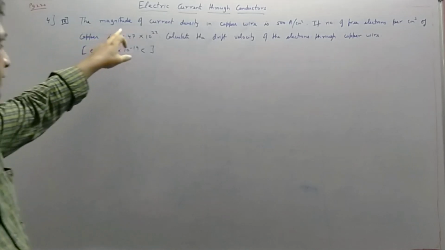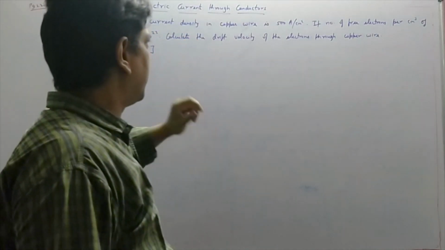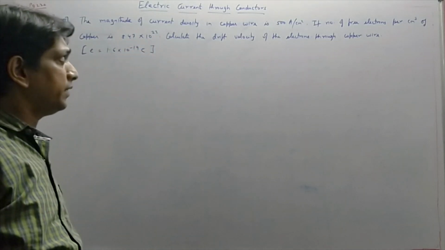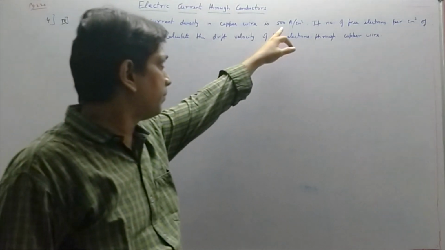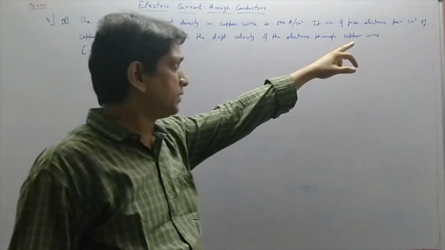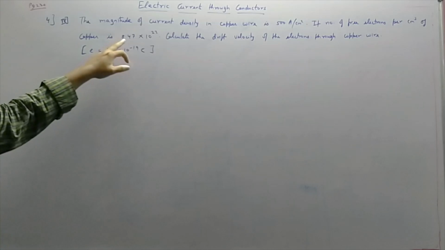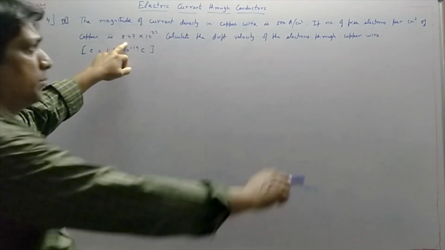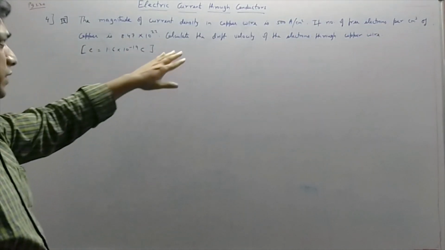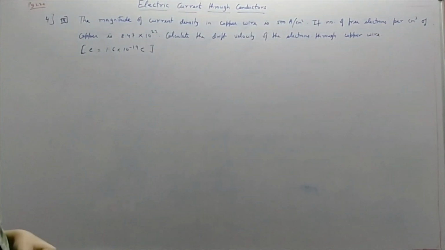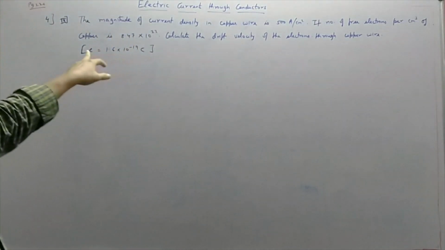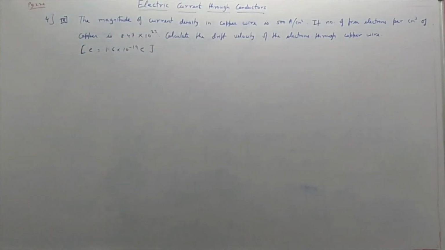Fourth, we have the magnitude of current density in a copper wire. In copper wire, current density, which is current per unit area, is 500 ampere per centimeter square. If the number of free electrons per centimeter cube of copper is 8.47 into 10 raised to 22, we are going to convert this into meters. Calculate the drift velocity of the electron. When we apply an electric field, what will be the drift velocity of the electrons in the copper wire? The charge of 1 electron is given.